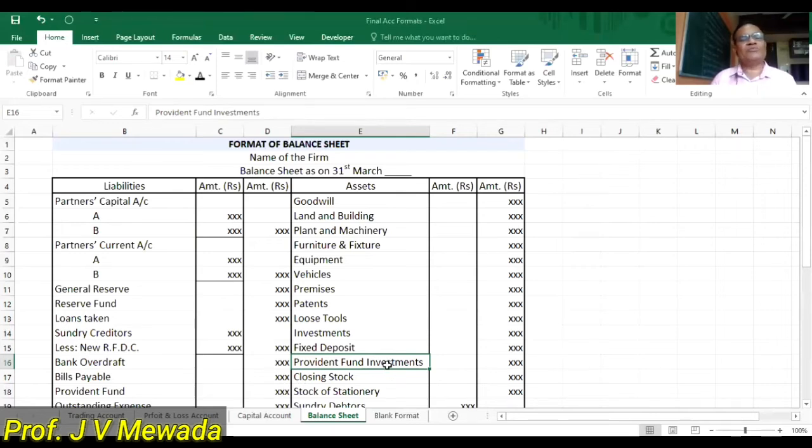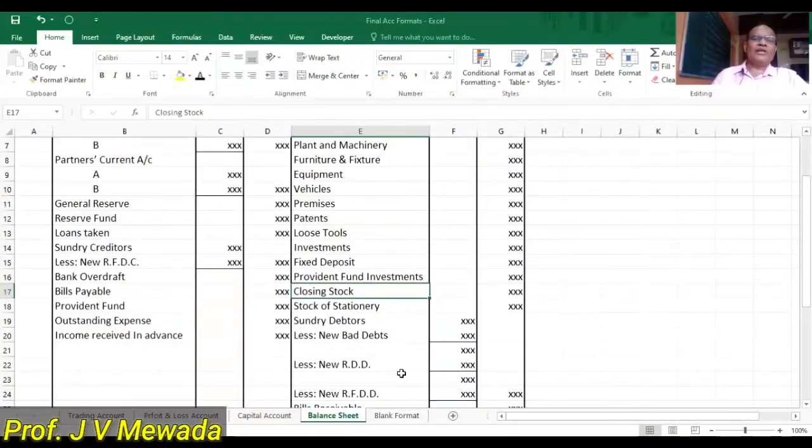Now there are four items related to provident fund. Provident fund contribution goes to the profit and loss account debit side. Provident fund investment on the asset side. Provident fund on the liability side, and interest on provident fund. If it appears in the trial balance, then it is added to the provident fund, because that interest is not our income. It belongs to the employees and should be added to the provident fund. Then we have our normal item, closing stock. Stock at the end of the year, which we show as the second effect in the trading account. Then stock of stationery.